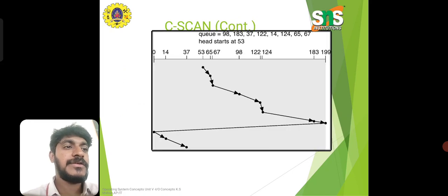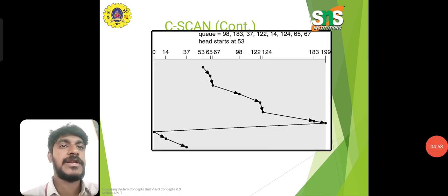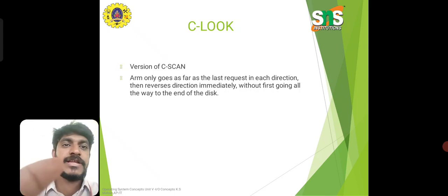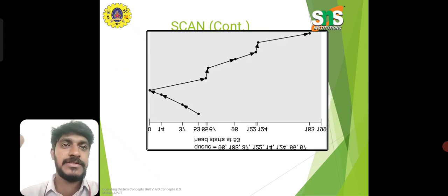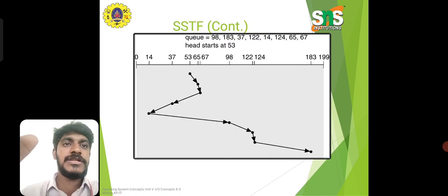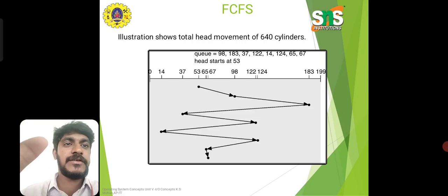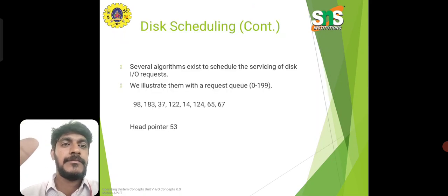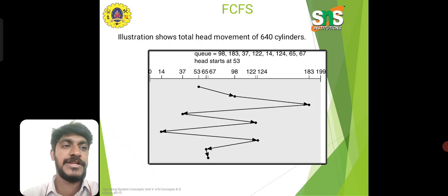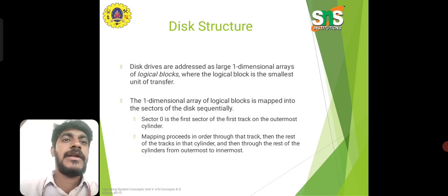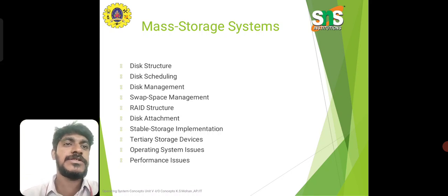With the graphical picture we are able to understand C-SCAN and C-LOOK. These are the different versions of SCAN that we have seen in this lecture video. SSTF selects the request with the minimum seek time from the current head position, following SJF scheduling. FCFS also plays an important role. We follow the 640 cylinders of head movement. I hope you all listened about disk scheduling and disk structure in the mass storage systems.